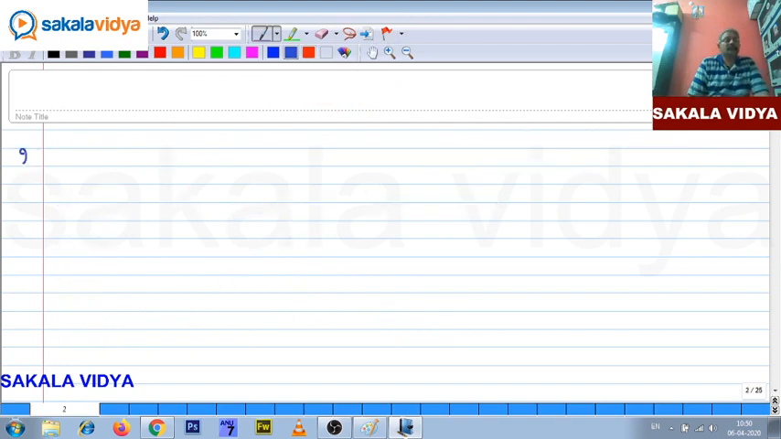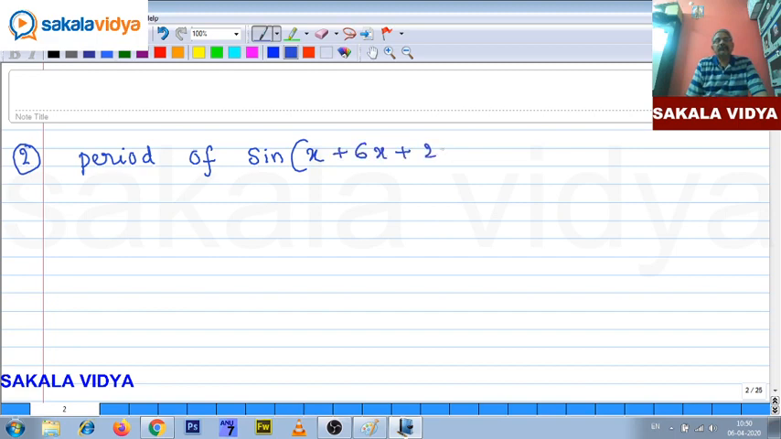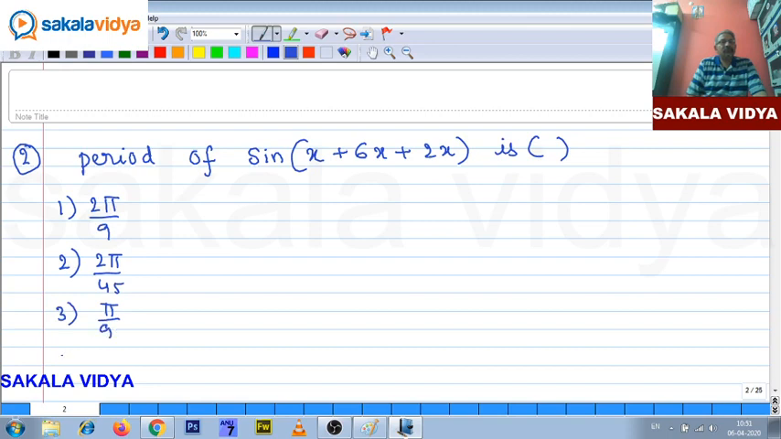Now, the second question. Period of sine of x plus 6x plus 2x is: first option 2 pi by 9, second option 2 pi by 45, third option pi by 9, fourth option pi by 45.